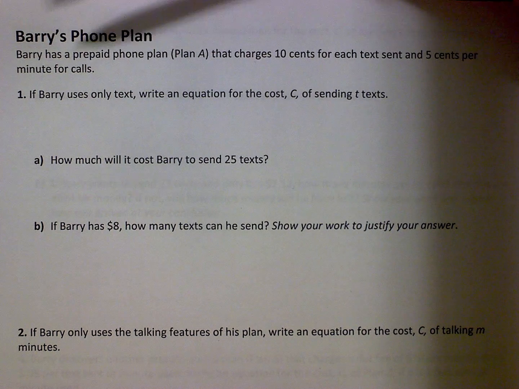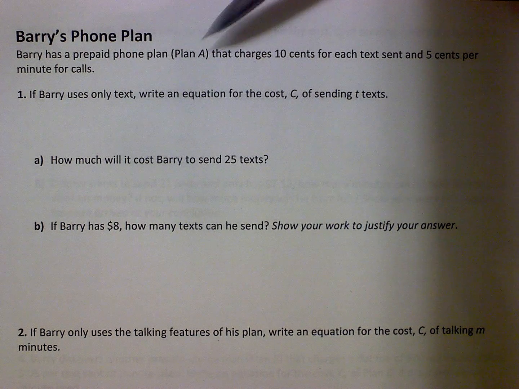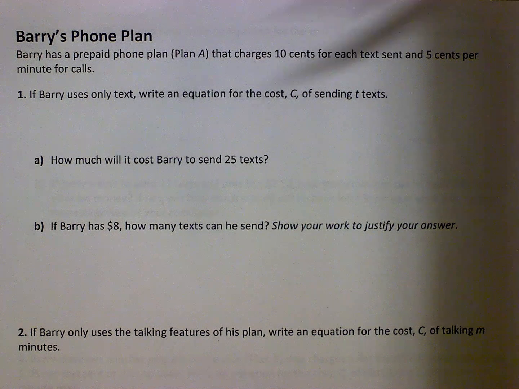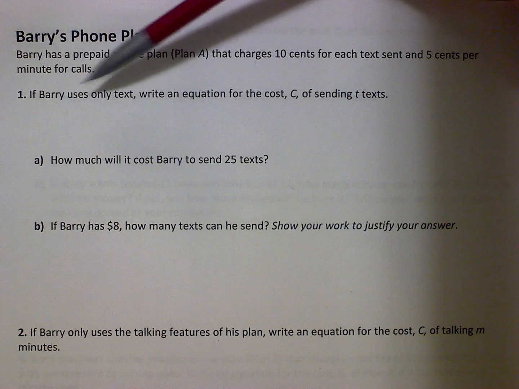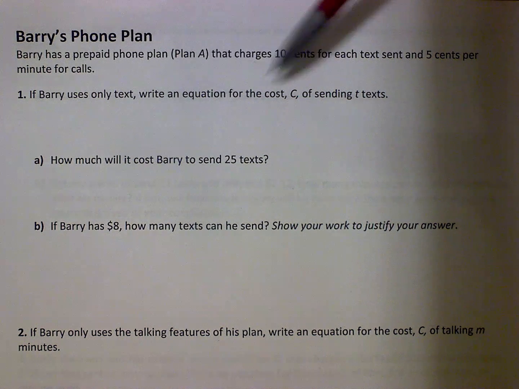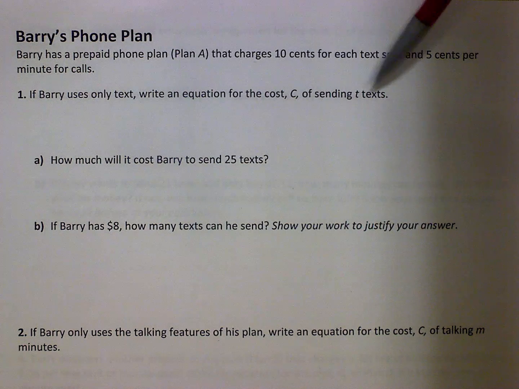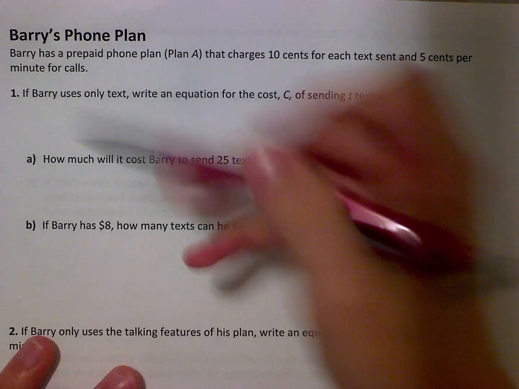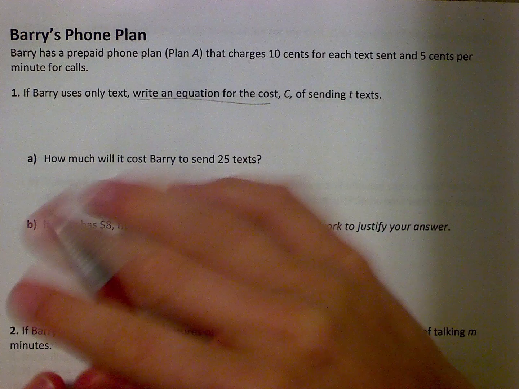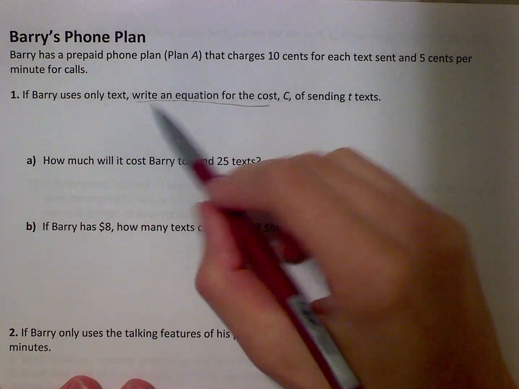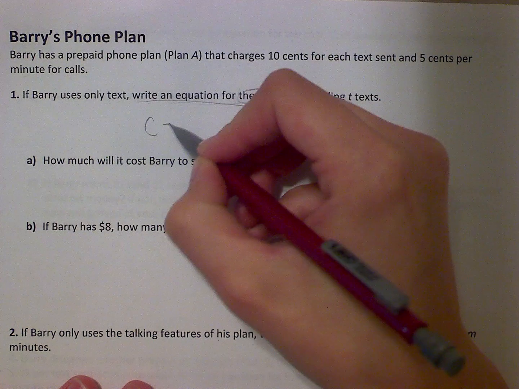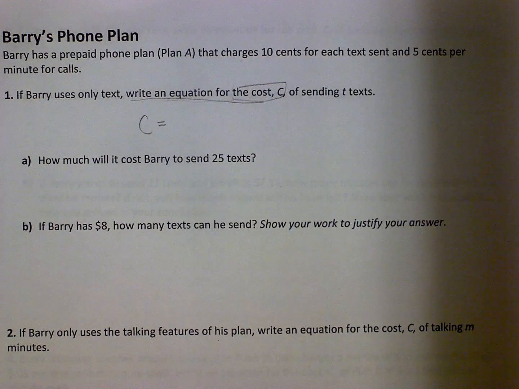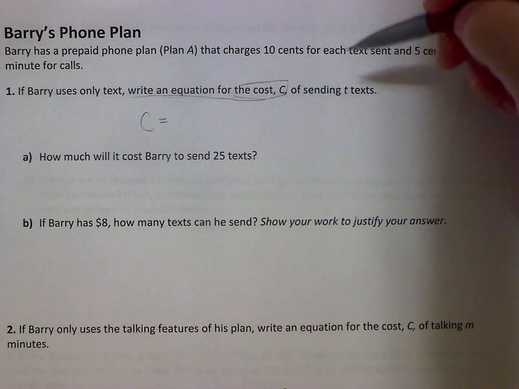Barry's phone plan. Barry has a prepaid phone plan, Plan A, that charges 10 cents for each text and 5 cents per minute for calls. If Barry uses only text, write an equation for the cost C of sending T text. Okay, so first it says write an equation for. I don't have to understand anything that's going on. It says write an equation for, and then what am I writing an equation for? This. So it's going to be C equals. So now let's go back and make sure I understand so I can write this equation.